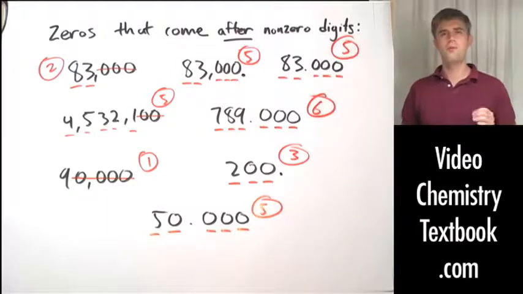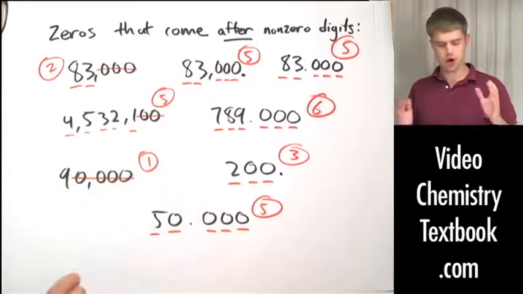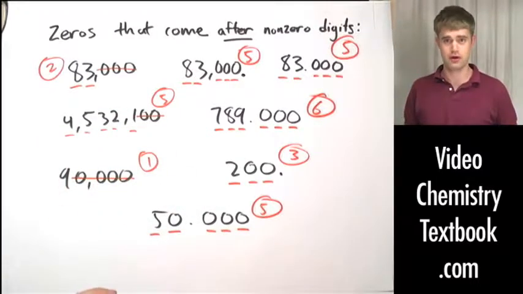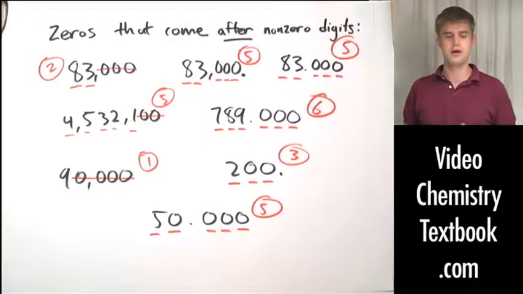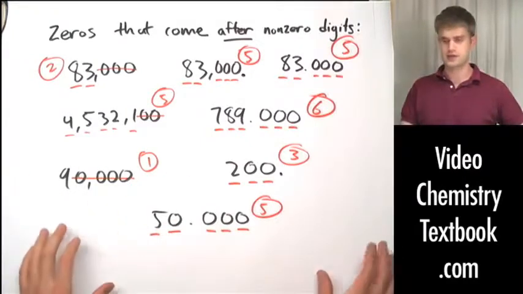So it all boils down to this: if there are zeros coming to the right of a non-zero digit, is there a decimal point? If there's a decimal point in the number, the zeros to the right are significant. If there is no decimal point in the number, the zeros to the right are not significant.